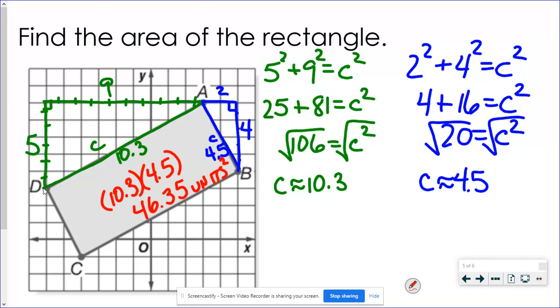Now, we rounded each of the side lengths to the nearest tenth. A lot of times they'll say round everything to the nearest tenth. In that case, this would really be 46.4 square units. So be careful on that rounding issue.